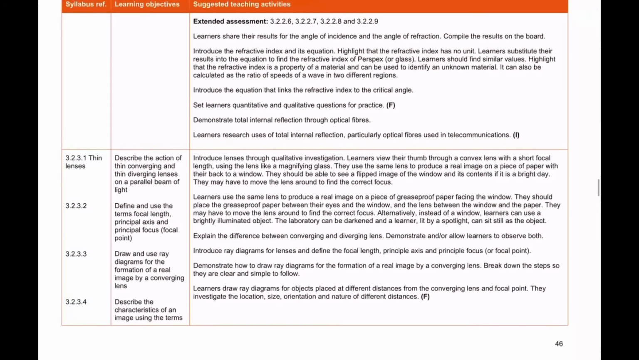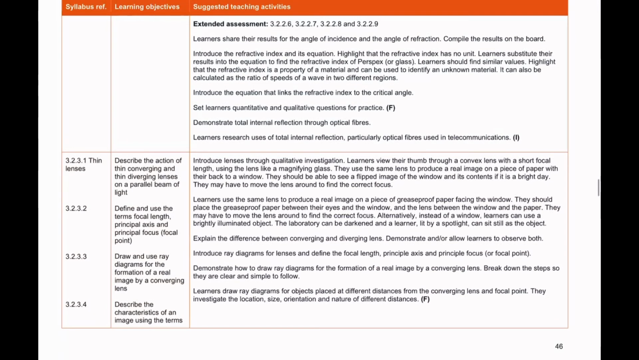Key concept 3.2.3.1: Thin lenses. Learning objectives. Describe the action of thin converging and thin diverging lenses on a parallel beam of light. Define and use the terms focal length, principal axis, and principal focus, also known as focal point.